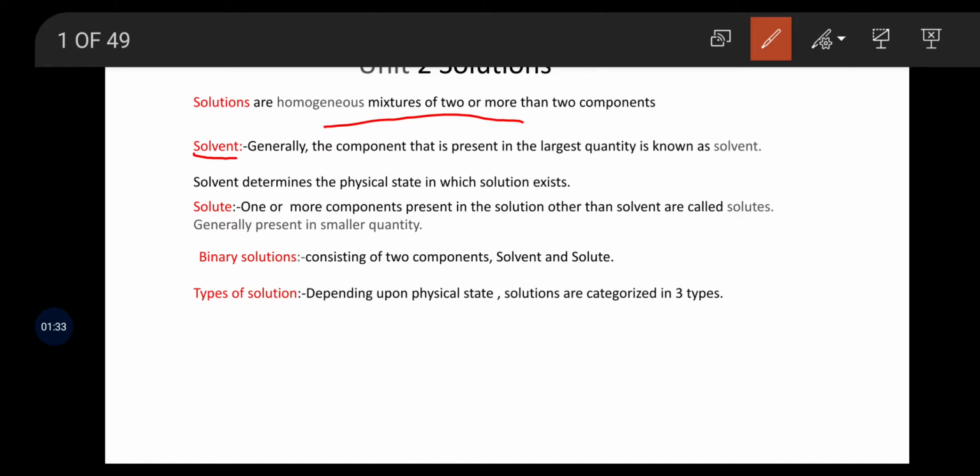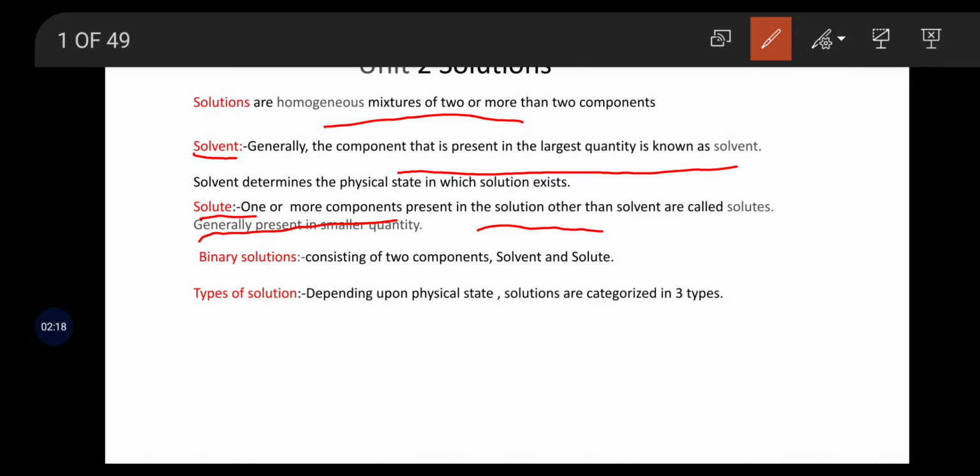Solvent is generally the component that is present in large quantity, and the solvent determines the physical state in which the solution exists. Solute: one or more components present in the solution other than the solvent are called solutes. Generally, solute is present in small quantity. Overall, a solution has two components, solute plus solvent.